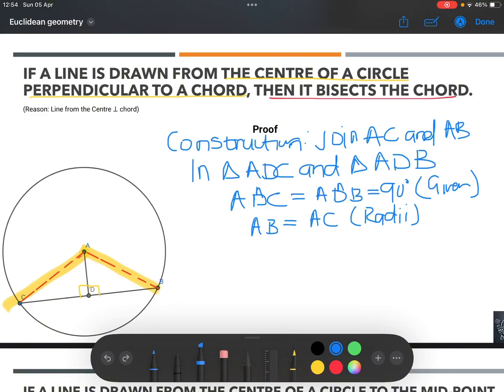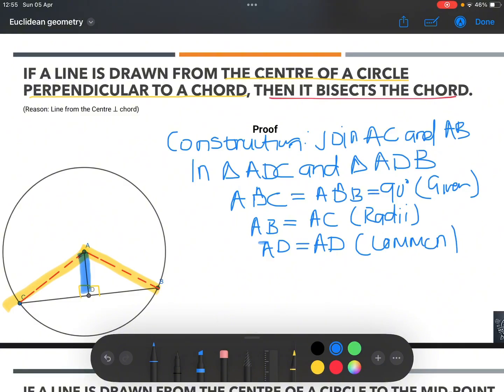Looking at the triangles again, we have this side, which is common. It's contained in triangle ADC, and it is also contained in triangle ADB. Those are common sides. It's common in both triangles. Then we have AD from one triangle equal to AD from the other triangle. It's common, so you can say those are common sides.